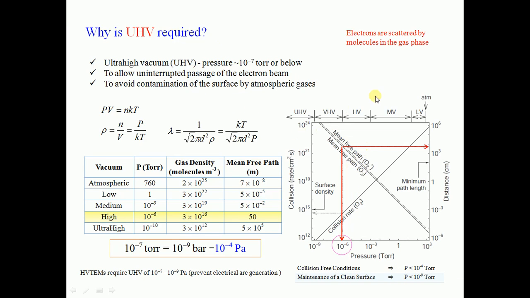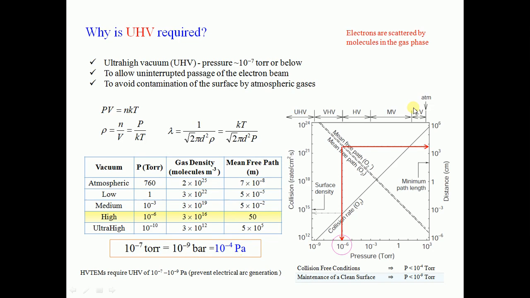Why it is needed? This is the range of vacuum: low vacuum of the order of 1 to 100 torr, medium vacuum of the order of 10 to the power of minus 3, high vacuum of up to 10 to the power of minus 6 torr, very high vacuum up to 10 to the power of minus 9, and ultra high vacuum which is better than 10 to the power of minus 9 torr. Why is such a high vacuum needed, and why in case of TEM do we need to put 10 to the power of minus 7 torr or 10 to the power of minus 6 torr, which means 10 to the power of minus 9 bar or 10 to the power of minus 4 Pascal?